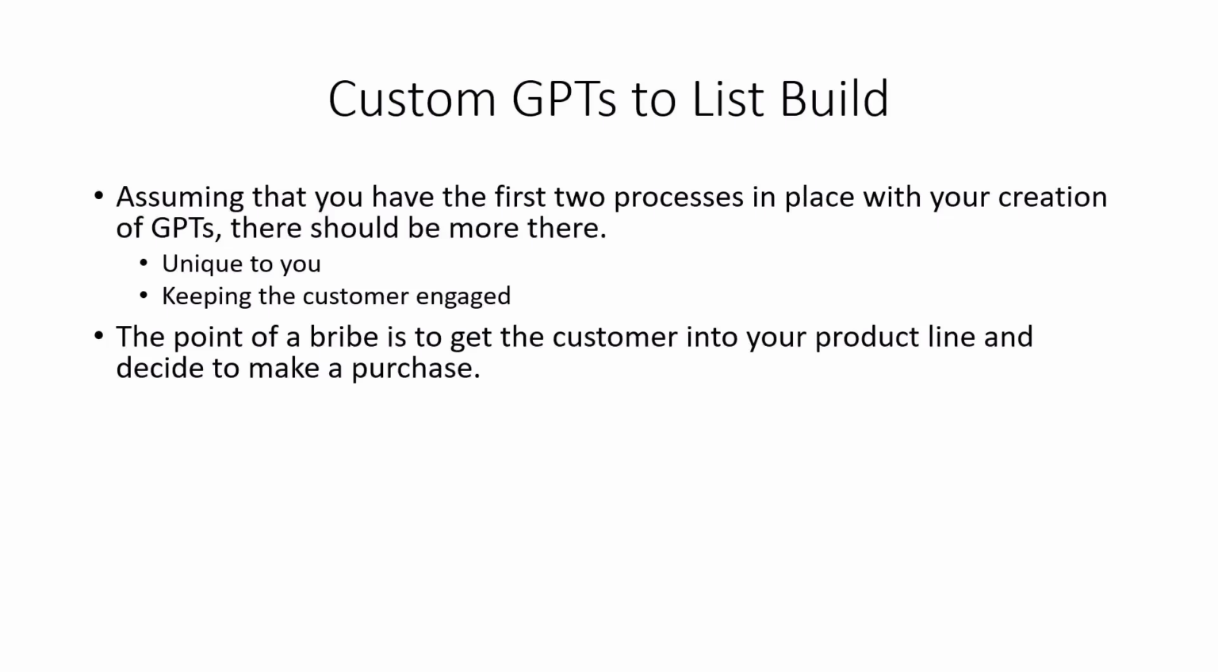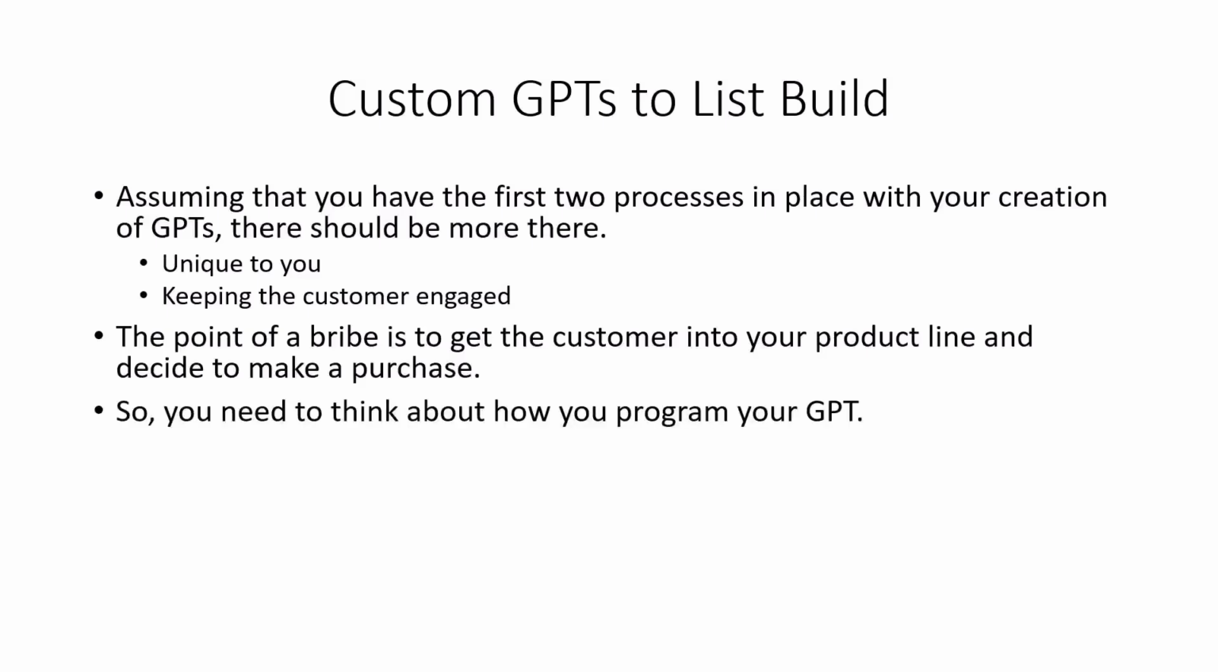So if you're going to use a GPT as part of your list building, program it right. Program it so that it gets them thinking about what you want them to buy, not just informing them, not just giving them cool stuff. You want to get them thinking about it, right? However you program it, you've got full reign over how that GPT works, and you keep working with it until it directs the customer into thinking about what you want them to buy.